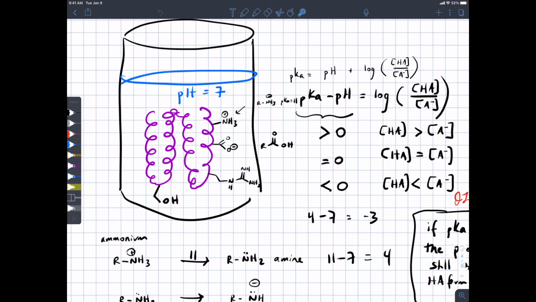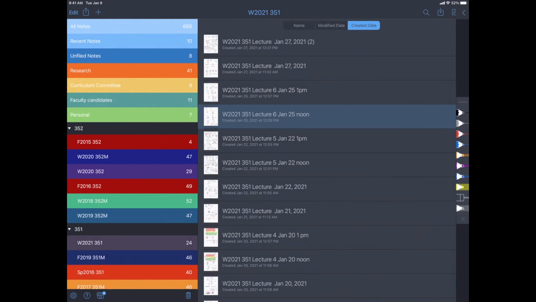So maybe write your own question. Maybe take a bunch of acids from the pKa table and ask yourself, at pH 7 or at pH 14, well, let's not go crazy, maybe pH 10 or something like that, or pH 2, what would this acid be in aqueous solution, and see if you can do that. Okay.